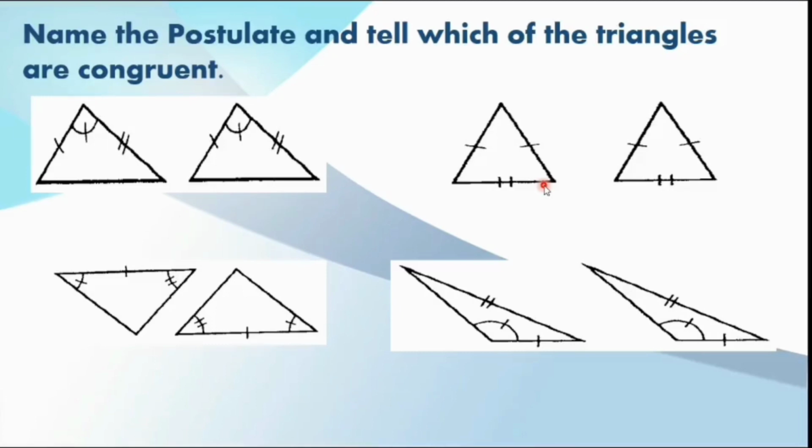Name the postulate and tell which of the triangles are congruent. Ibig sabihin, in each pair of triangles, you have to name or identify the postulate and tell which of these pairs of triangles are congruent. Okay, so this is number 1, number 2, number 3, and number 4. So these are the first 4 pairs.